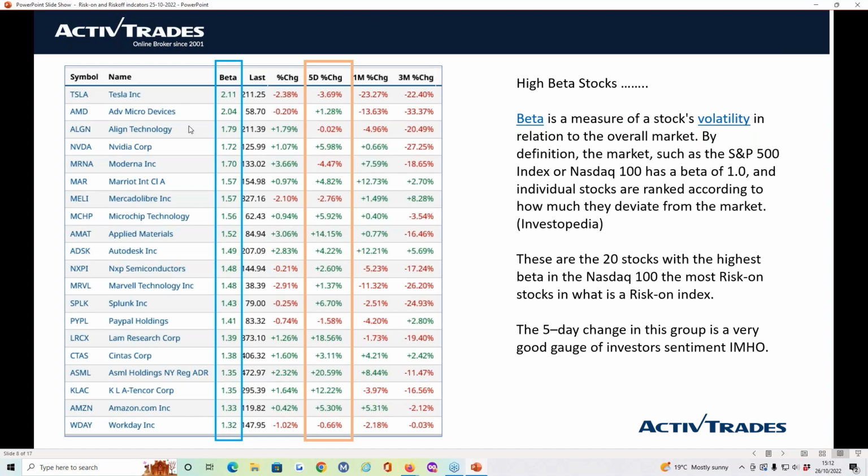So how can we use that beta ranking to gauge what the mood of the market is? Well, one way I find useful to look at this data is to consider the 5-day changes within those high beta stocks. We don't necessarily need to look at the individual moves, although it's quite telling, I think, that Tesla is down 3.69% over the prior 5 days. This was drawn yesterday, by the way, so it doesn't include today's moves. I think that, as I say, that's quite telling in itself.